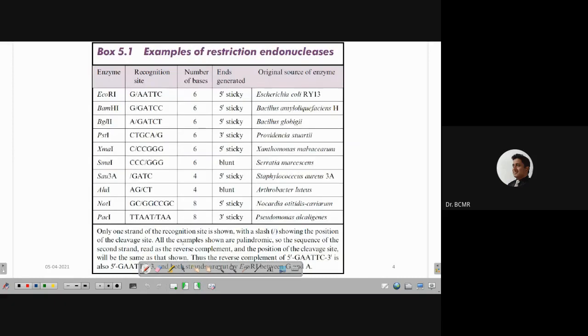There are many enzymes. As I was telling, there are actually thousands of enzymes. If you go to the internet, you can find that, and each of them has some unique source or a different sequence specificity. EcoRI and BamHI are very common, so people at least try to remember them. EcoRI recognizes GAATTC, whereas BamHI recognizes GGATCC. I will get to what is meant by 5' sticky end and 3' sticky end. The number of bases it is recognizing is 6: 1, 2, 3, 4, 5, 6.